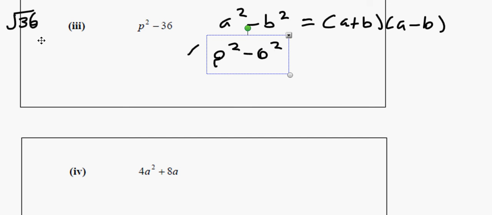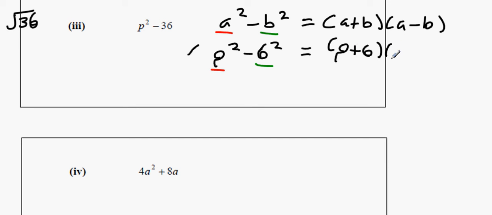So p squared minus 6 squared, and what we can say here is that a is the same as p, and b is the same as 6, so the answer for this one is going to be p plus 6 and p minus the number 6.